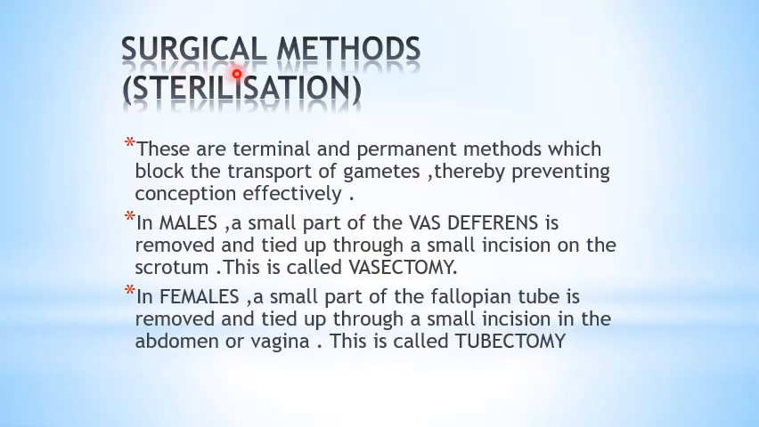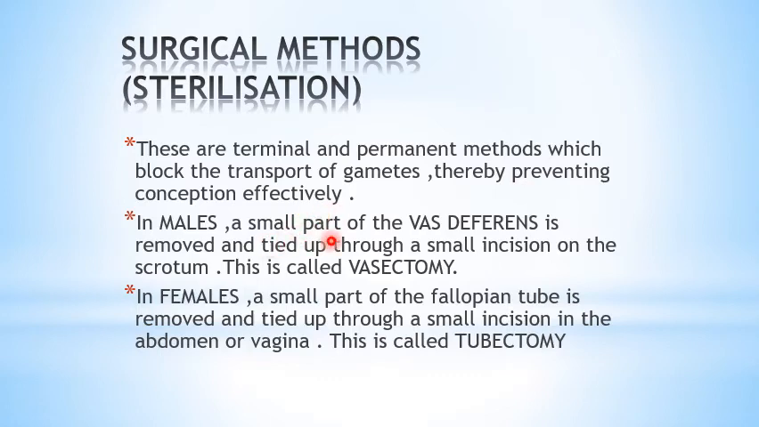The surgical method is called the sterilization method, and it is a terminal or permanent method. The first three methods, that is barrier method, intrauterine method and oral contraceptive, are temporary or reversible methods, whereas these are terminal and permanent methods which block the transport of gametes, thereby preventing conception effectively.